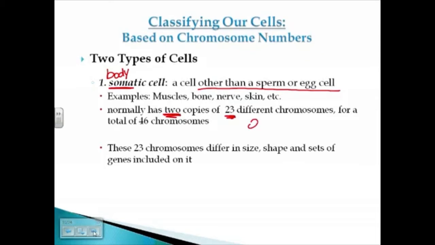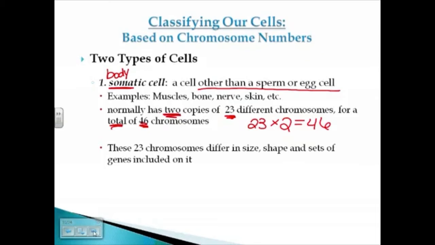So if you've got 23 chromosomes and you've got two sets, two number ones, two number twos, two number threes, two number fours, all the way down to two number 23s, you should have a total of 46. These 23 chromosomes that you have, they're different. Your two number ones should be similar, but they shouldn't be identical. Your two number twos, similar, but not identical.